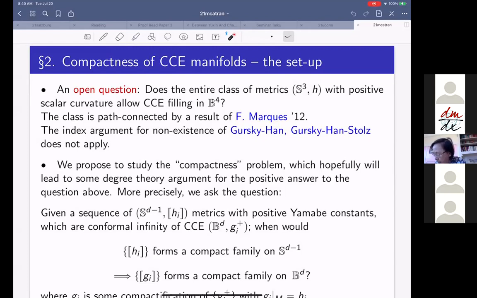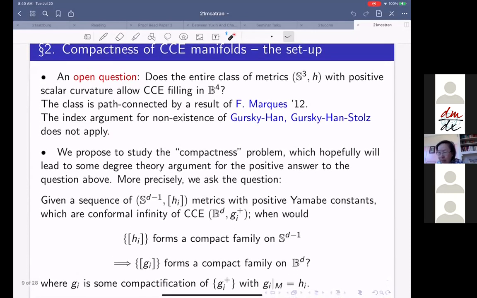And also if one looks at the result of Gursky and Han, where they show there is no conformal filling-in, their argument does not work in three dimensions. Remember they need S^7. They need the interior manifold to have some spin structure, but S^3 and B^4 does not apply. So that makes this an open question. And there is relatively very little concrete progress on this open question, and it remains open.